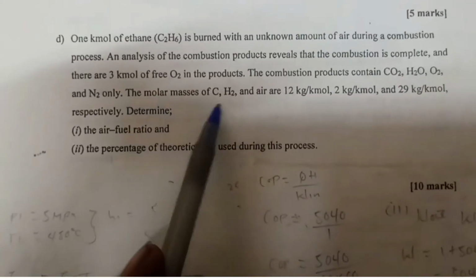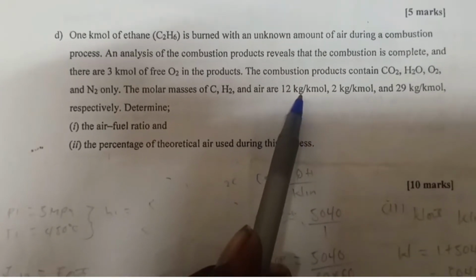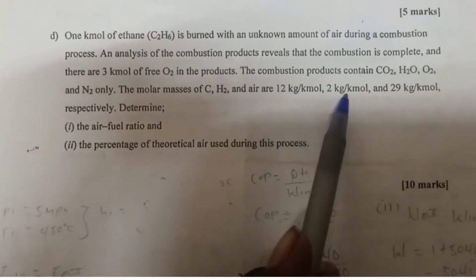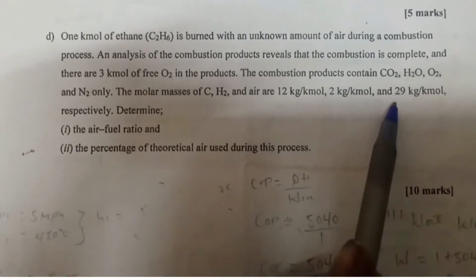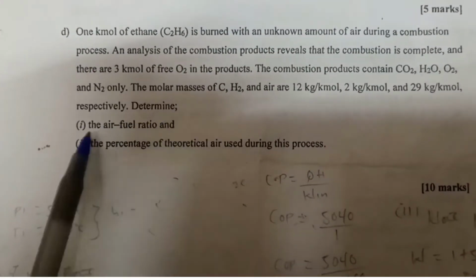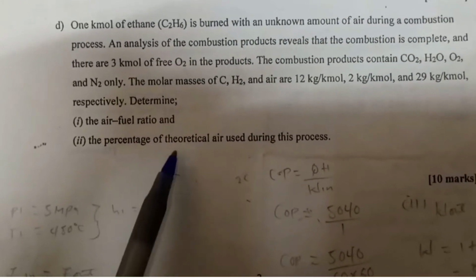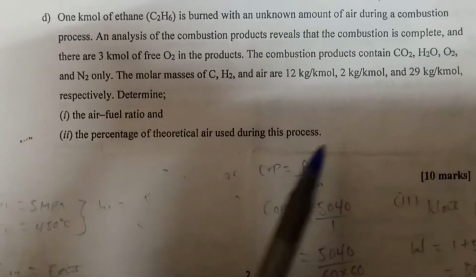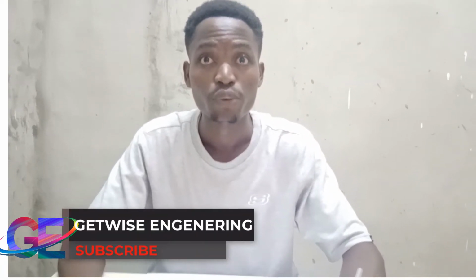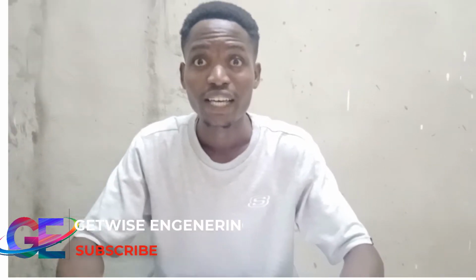The molar masses of C, H2 and air are 12 kg/kilomole, 2 kg/kilomole and 29 kg/kilomole respectively. Determine the air-fuel ratio and the percentage of the theoretical air used during this process. Now we have to write a chemical equation for the reactant and the product side before we calculate the air-fuel ratio of the combustion process.